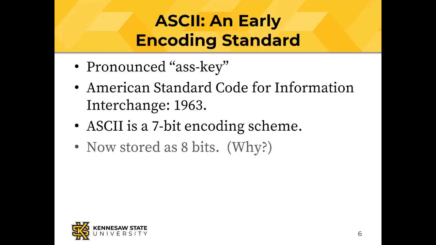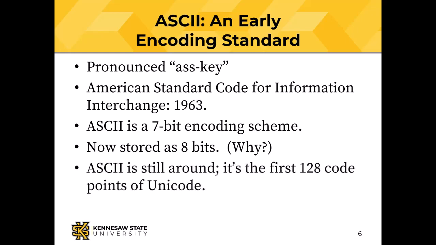We now store those ASCII characters in 8-bit bytes. We do that because modern general-purpose digital computers have byte-oriented addressing, and so the smallest addressable unit of memory is a byte. We'll stick 7 bits in there, and at least to begin with, have the most significant bit remain a 0. ASCII is still around since 1963. It is the first 128 code points of Unicode. We'll define code point and talk about Unicode a little later.